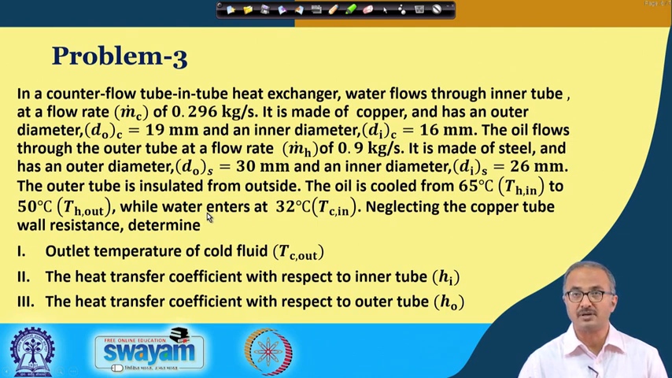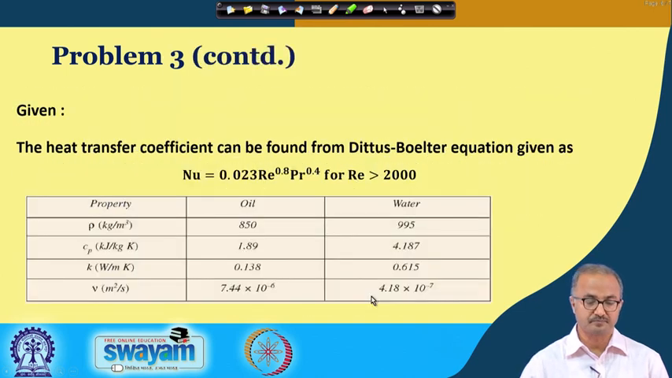Okay, and the water enters at 32 degrees centigrade. Here it is said to neglect the copper tube wall resistance. It may be neglected because copper has very high thermal conductivity. With this assumption we are asked to determine the outlet temperature of the cold fluid, the heat transfer coefficient with respect to the inner tube, and the heat transfer coefficient with respect to the outer tube. So let us see how we do this problem.